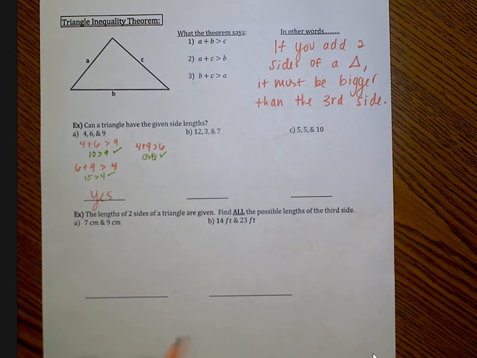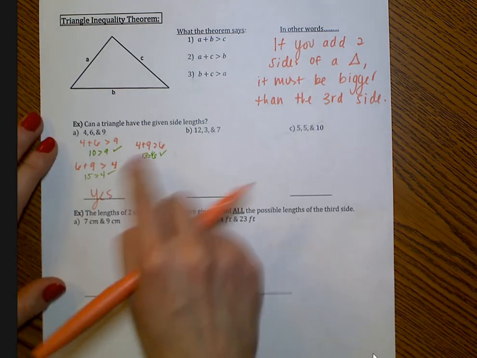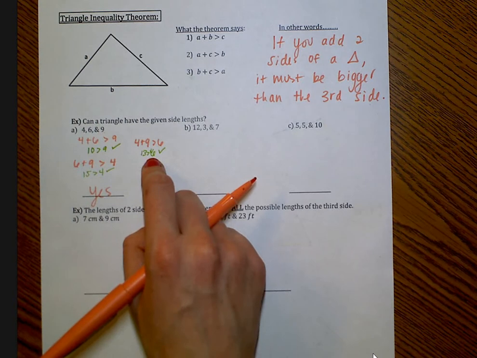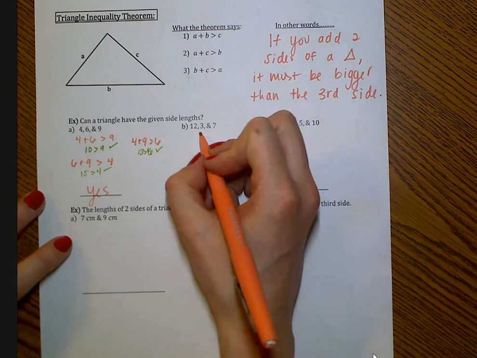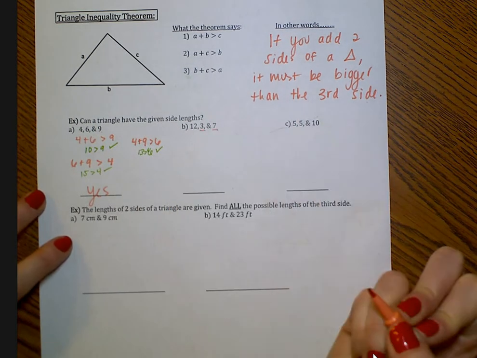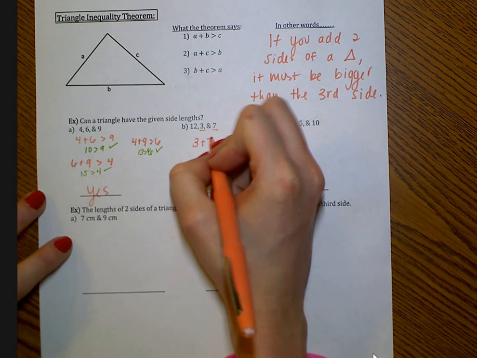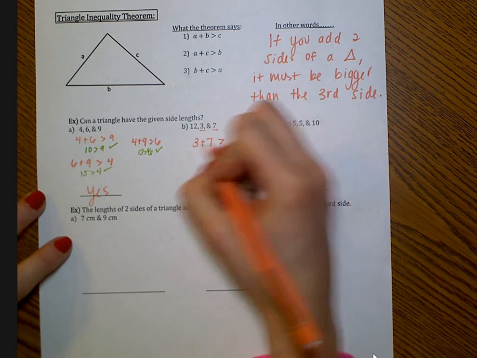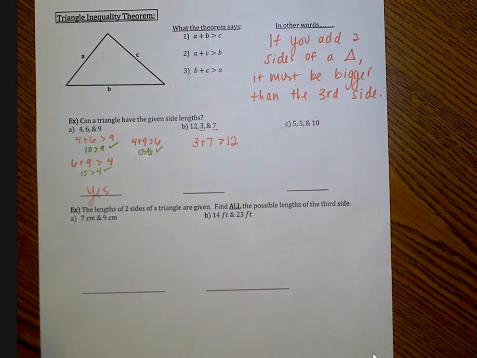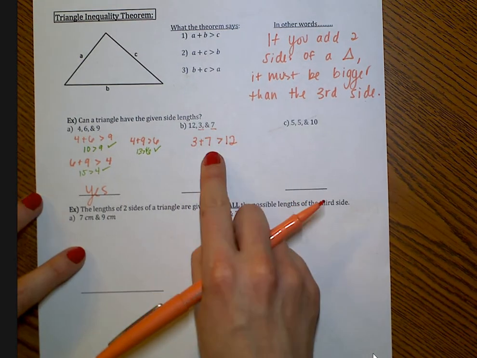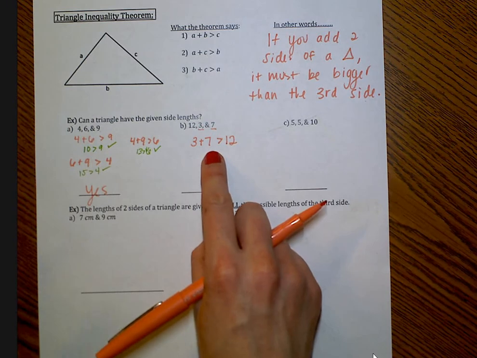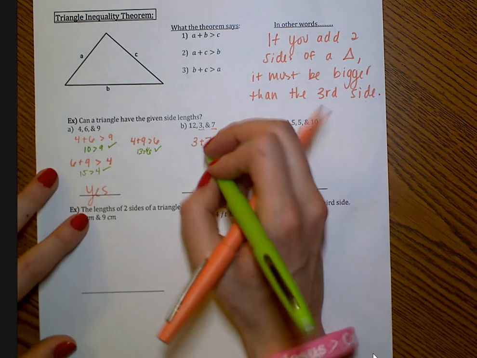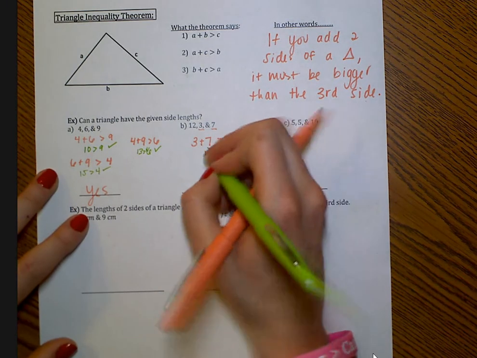Now, let me show you a shortcut to that. You don't have to test all three combinations. If you just test adding the smallest sides together, 3 plus 7, if that sum is bigger than that third side, 12, that's the only combination you have to check. And I can see right now that 10 is not bigger than 12. So this is a big fat no.